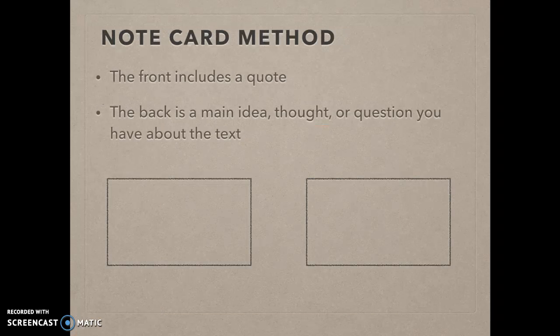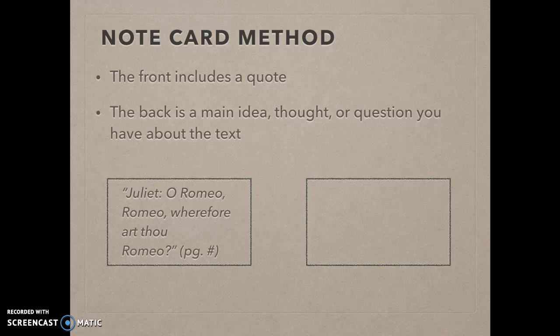The last method I have for you is the note card method. Basically, you'll take a note card, and on the front of the note card, you'll put down a quote, whichever quote from the text that you want to write a note about. And then you'll put the page number after the quote so that you can find it within the text later. On the back of the card, you'll write down whatever note you have. This could be a main idea, a thought, or a question. And then you can bind all of your note cards together with one of those binder rings if you like. It'll help you keep them all in one place. So this is just another variation on note-taking that you might find useful.